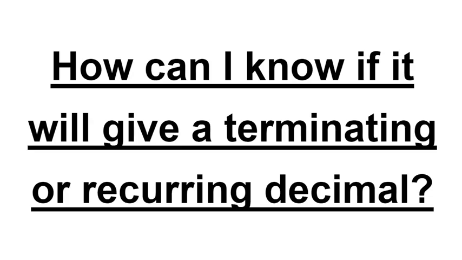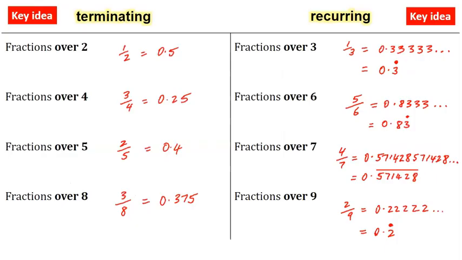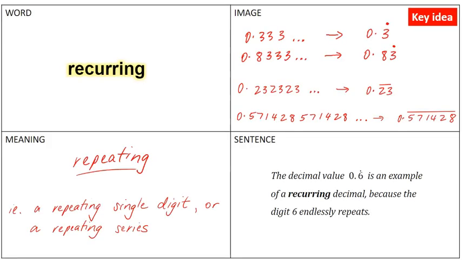A question you might be wondering, how can I know if it will give a terminating or recurring decimal? The terminating decimals are any fractions over 2, 4, 5, and 8. And the recurring decimals are any fractions over 3, 6, 7, and 9. To make life easier, mathematicians have a way of writing down recurring decimal values. We write a little note above the digits. This is called decimal notation.